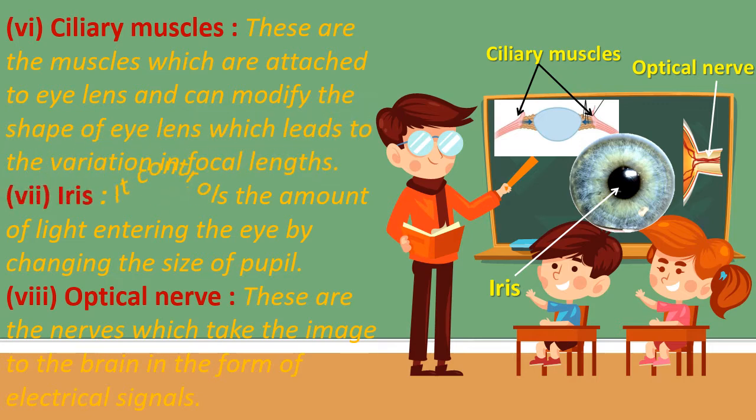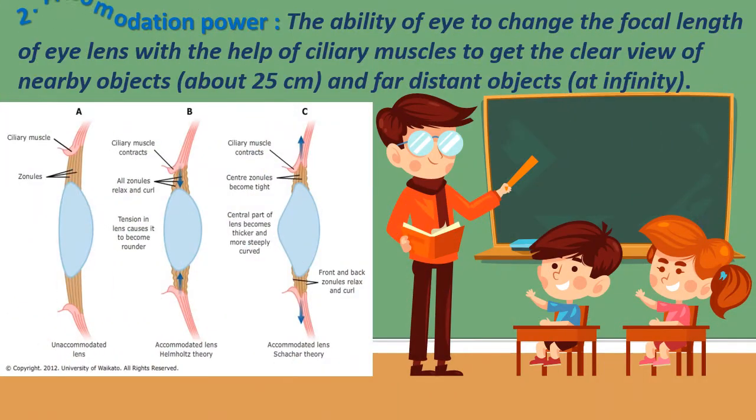7. Iris. It controls the amount of light entering the eye by changing the size of the pupil. 8. Optic nerve. These are the nerves which take the image to the brain in the form of electrical signals. 2. Accommodation power. The ability of the eye to change the focal length of the eye lens with the help of ciliary muscles to get a clear view of nearby objects, about 25 centimeters, and far distant objects, at infinity.